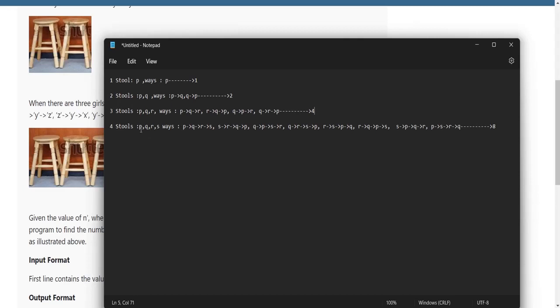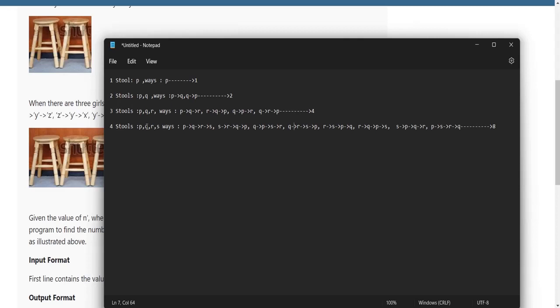So the first way will be to put the first milk pot on P, then on Q, then on R, and then on S. The second way is to put the milk pot first on S, then on R, then on Q, then on P. And the third way is to first put the milk pot on Q, then put the second milk pot on P, then move to the end and put the milk pot on S, and the next adjacent stool which is empty is R. So the third way is Q, then P, then S, and then R.